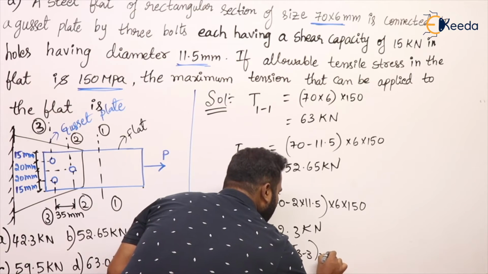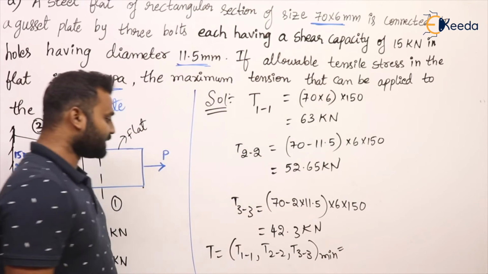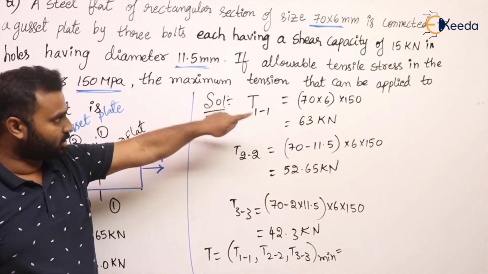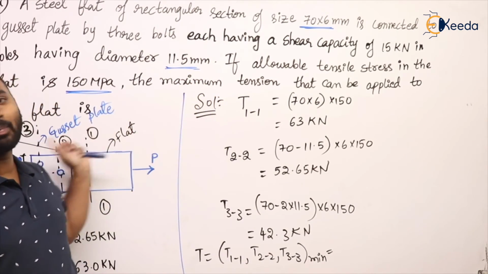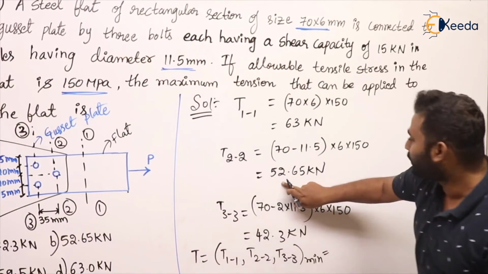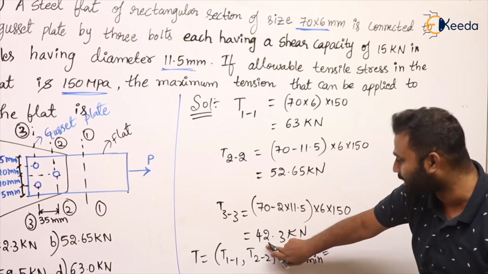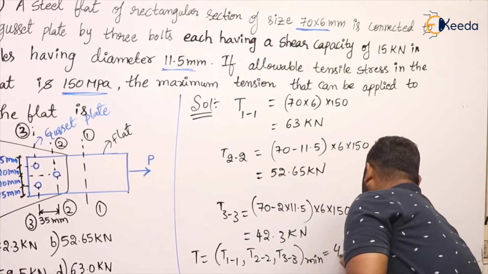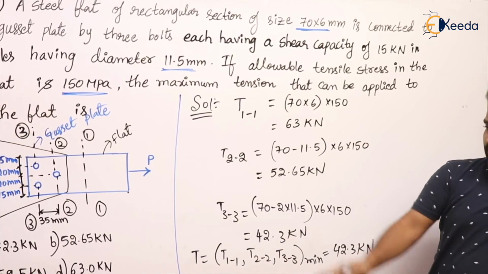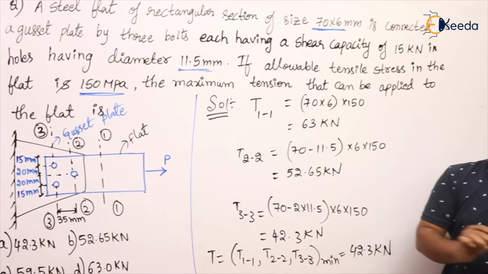So the tension carrying capacity T is equal to the minimum of T11, T22 and T33. Out of these three, whichever is minimum is considered as the maximum allowable tension, the maximum tension that can be applied to that flat. What is the minimum of 63, 52.65 and 42.3? It is 42.3 kilonewton. Now what is the answer? Option A is the correct answer.